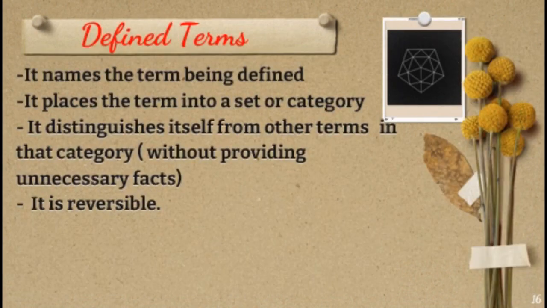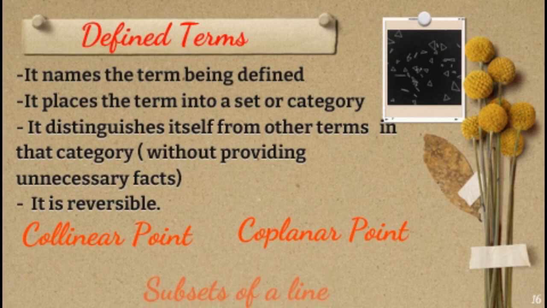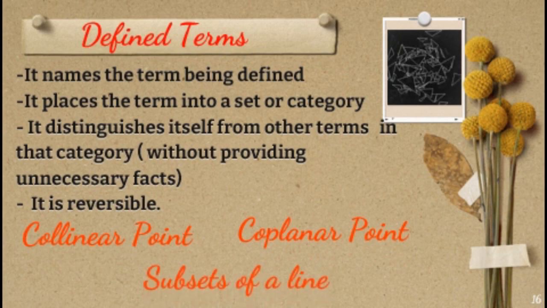Defined terms. It names the term being defined. It places the term into a set of categories. It distinguishes itself from other terms in that category without providing unnecessary facts. It is reversible. The examples are collinear point, coplanar point, and subsets of a line.